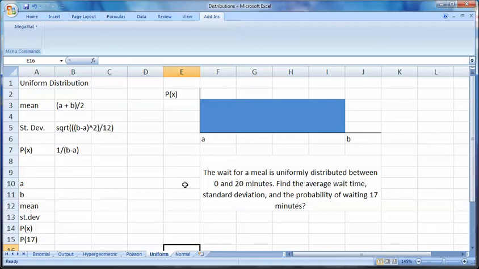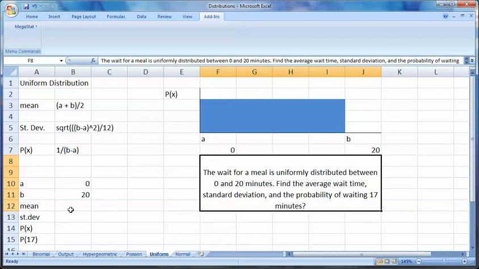So let's put some numbers to these equations. The wait for a meal is uniformly distributed between 0 and 20 minutes. 0 meaning you get in right away. 20 minutes, you're waiting 20 minutes to get into the restaurant. Find the average wait time, standard deviation, and the probability of waiting 17 minutes. Okay, well, my A in this case is going to be 0. My B is going to be 20. So we can put this up here as well, 0 and 20 as a graphical reference.